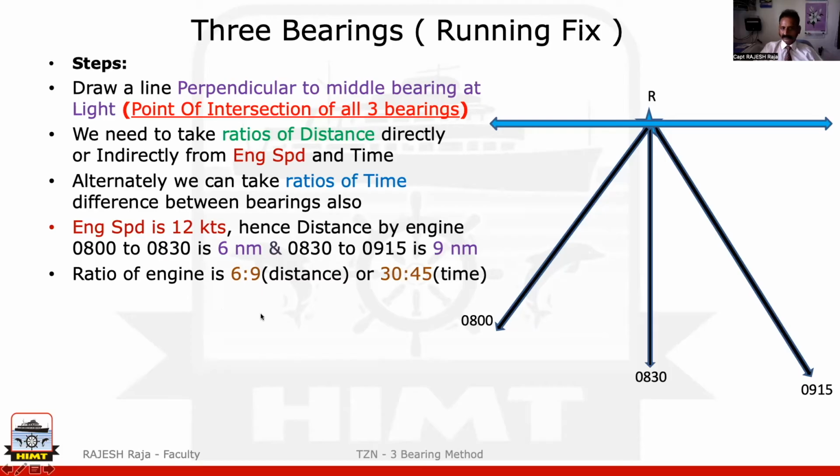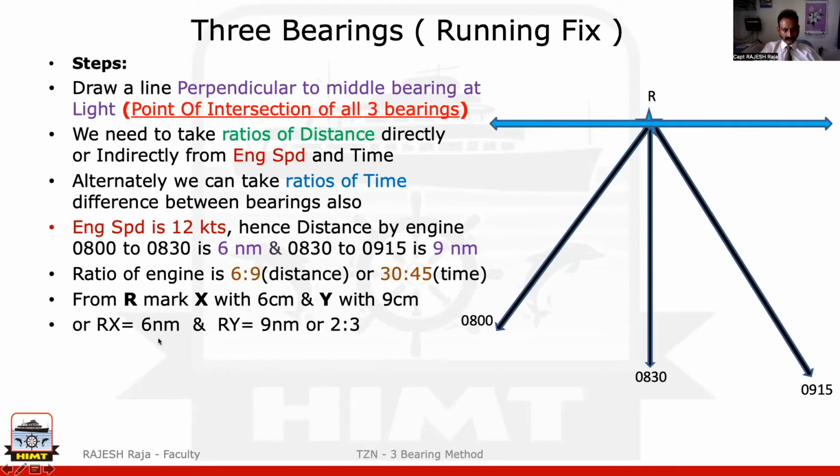So I'm going to take 6:9, because if I take 6:9, I feel on my chart I can draw a respectable distance. So let us see that. With this ratio, what am I going to do? I will start with Romeo as my center. Since I had drawn perpendicular to the middle one, I'm going to take Romeo as a middle part, and then I will use the left side for 8 o'clock and the right side for 9:15.